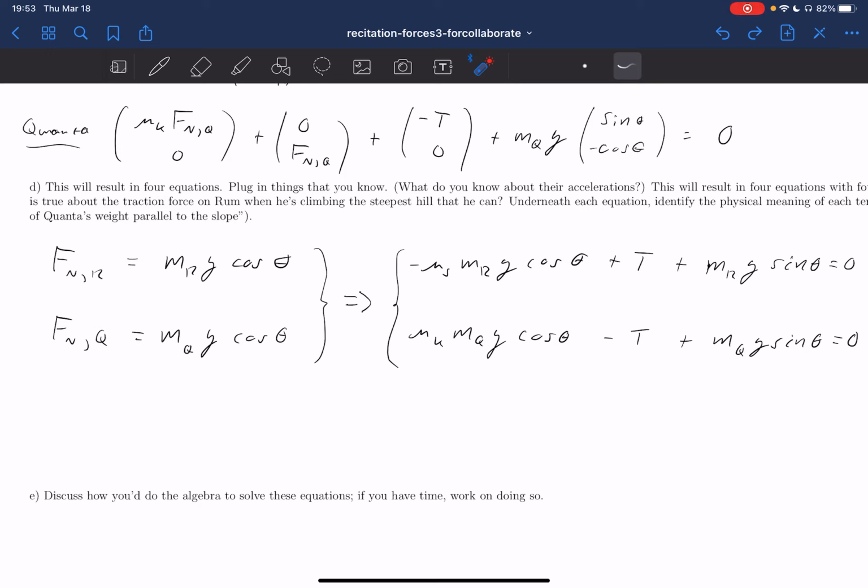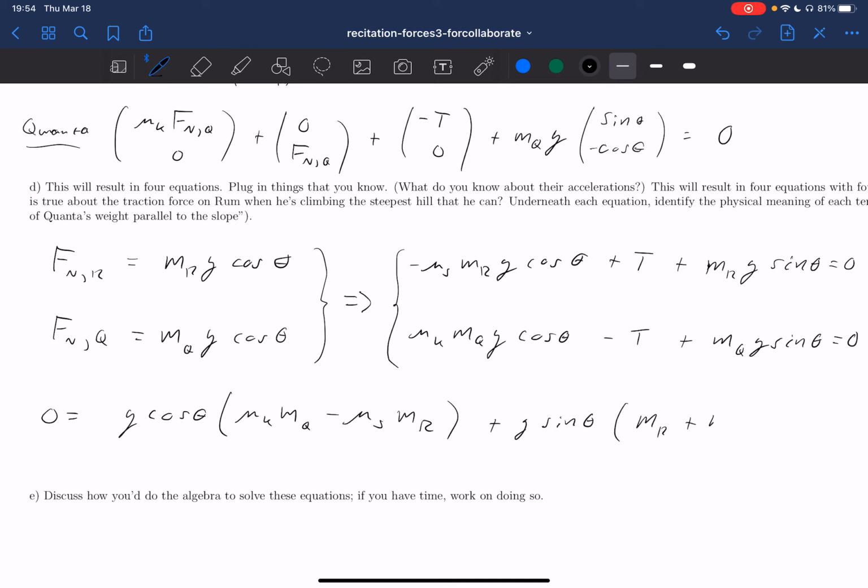So let's do that. If we sum these two equations, they'll be equal to 0, so we'll set equal to 0. So we'll say 0 is equal to, and if we pull g cos theta out of these first two, we get g cos theta times mu k m_q minus mu s m_r. T's canceled, that's great. And then we add these two parts together, we can pull out another g sine theta times m_r plus m_q.